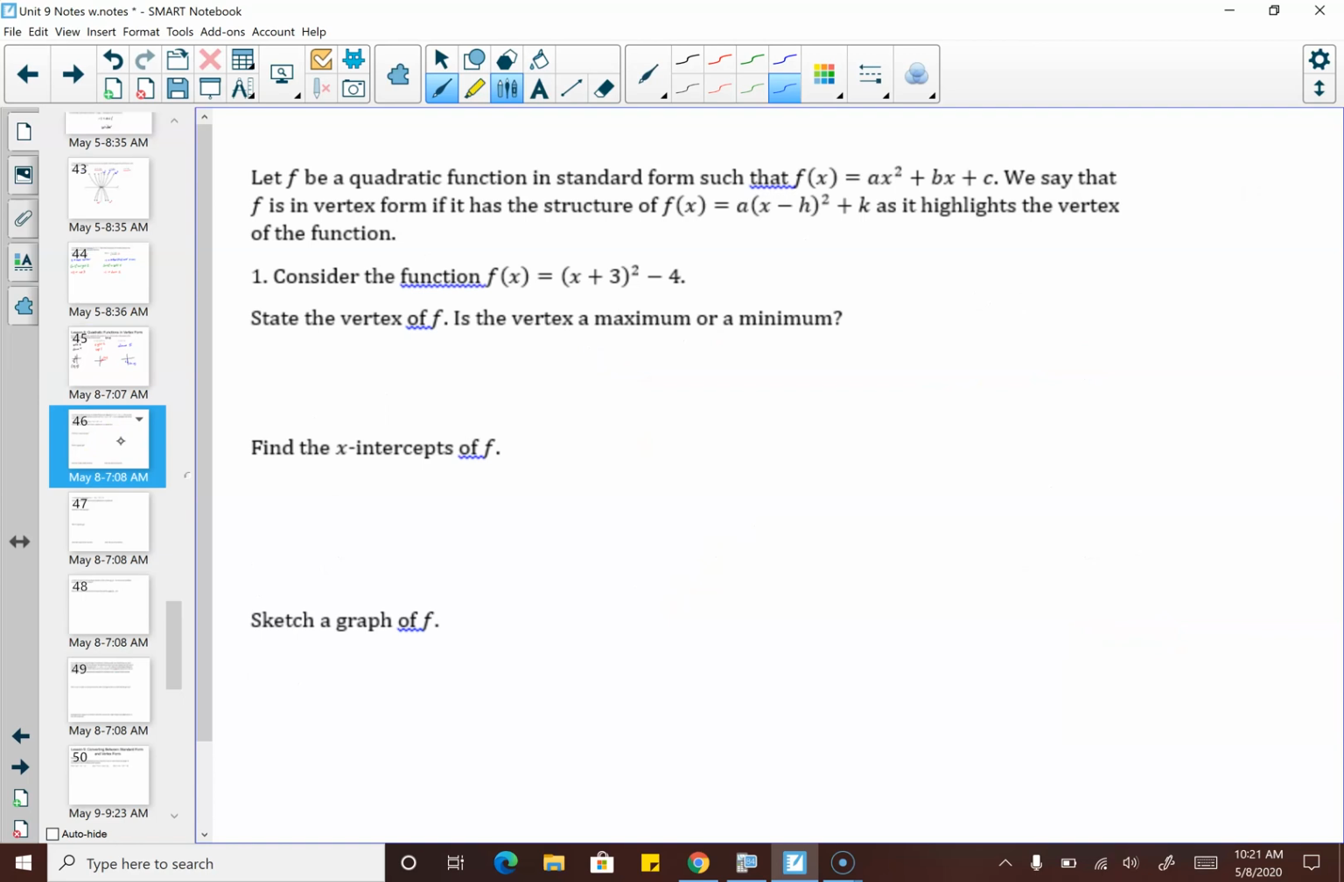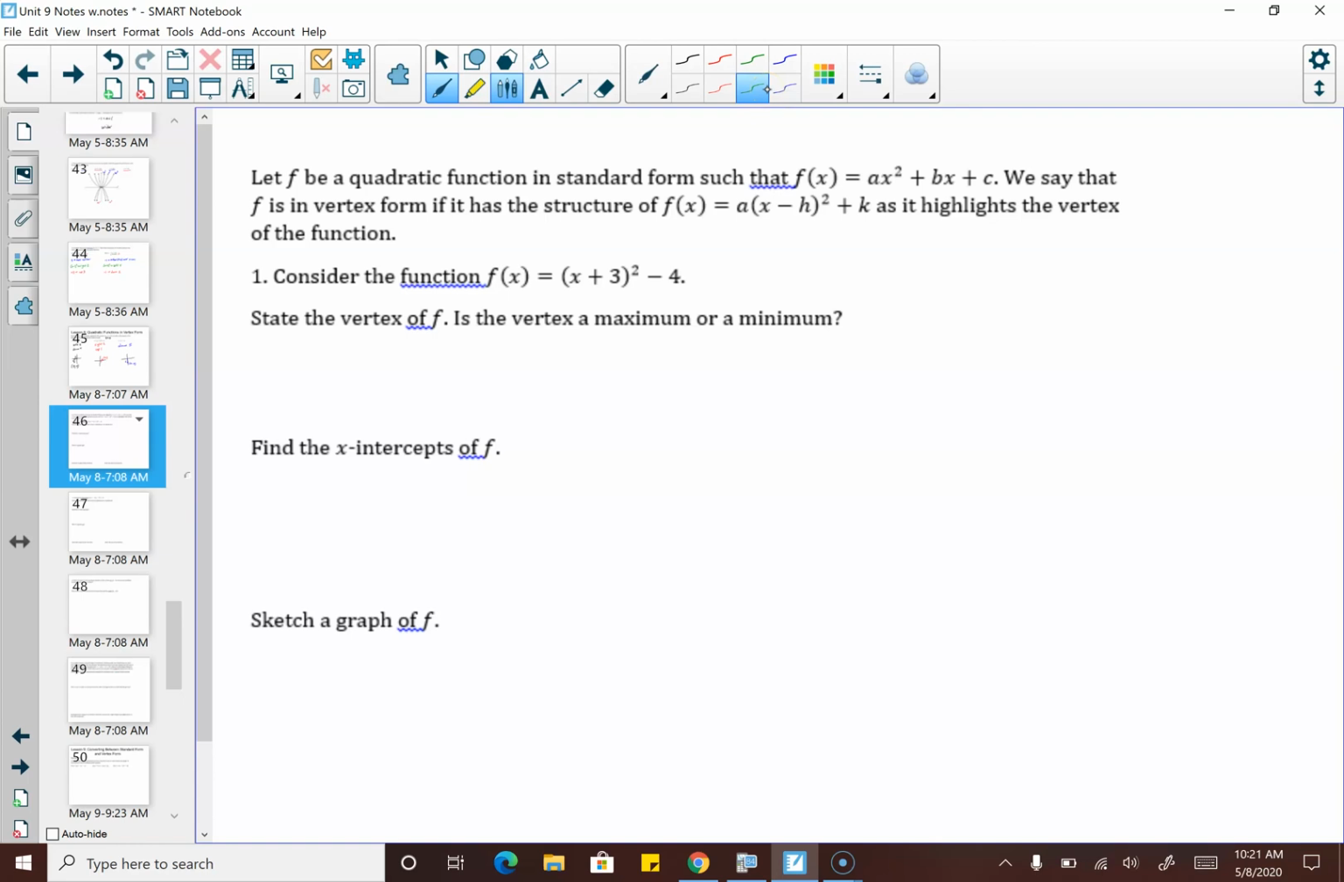So let f be the quadratic function in standard form, such that f of x is ax squared plus bx plus c. So that's how we're used to seeing our parabolas and our quadratic functions. We say that f is in vertex form if it has the structure of f of x equals a, so some number, and then parentheses x minus h. So that's going to be your horizontal movement, and then plus k will be your vertical movement, as it highlights the vertex of the function. All right, so if we're in this form here, then we can tell what the vertex of our parabola is.